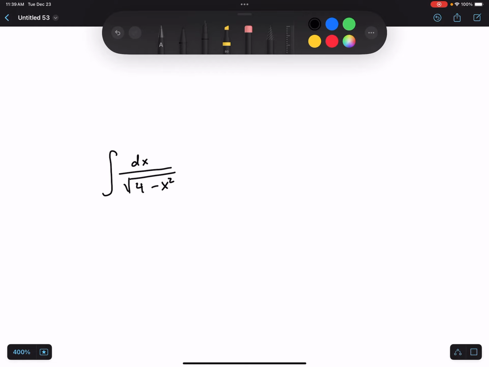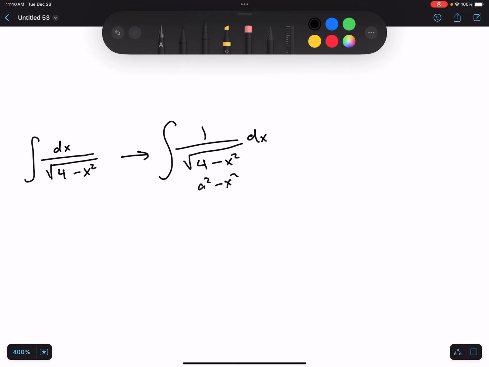Here we have the integral dx over the square root of 4 minus x squared. Now to clean this up easily, we'll first rewrite it as the integral of 1 over the square root of 4 minus x squared dx. And now we have an a squared minus x squared pattern that has emerged.